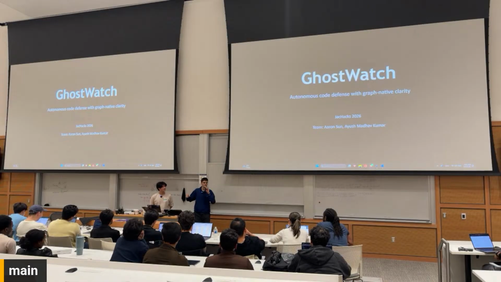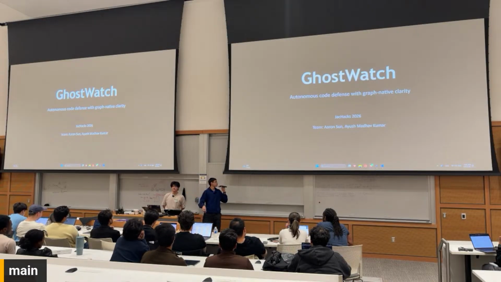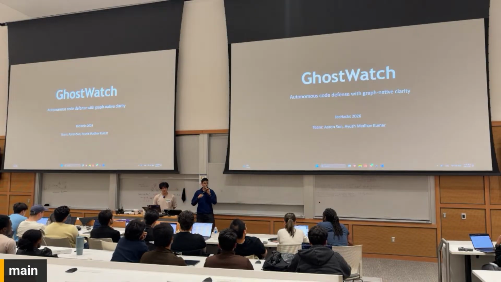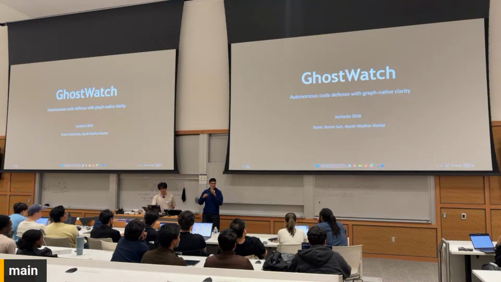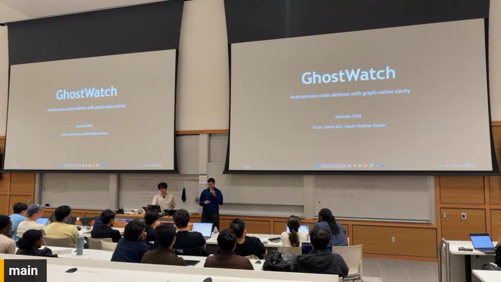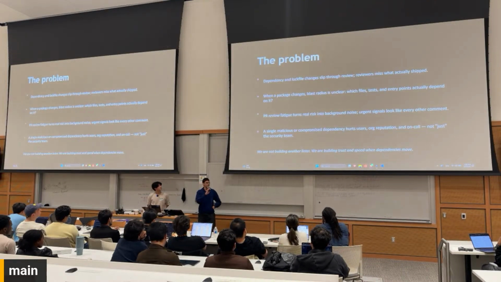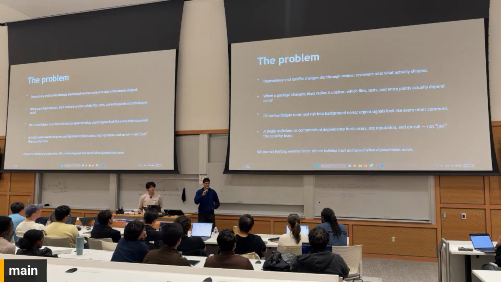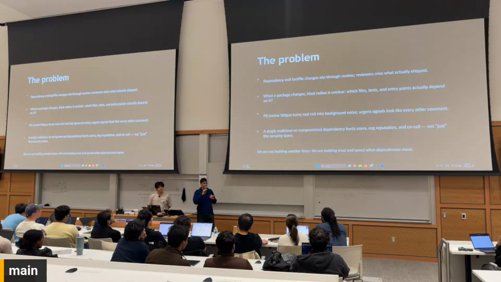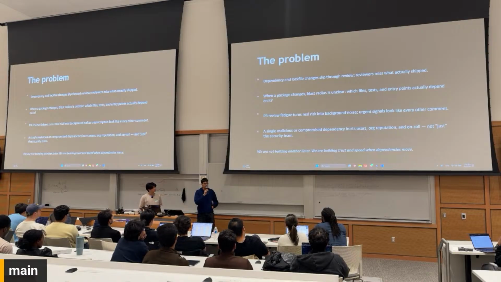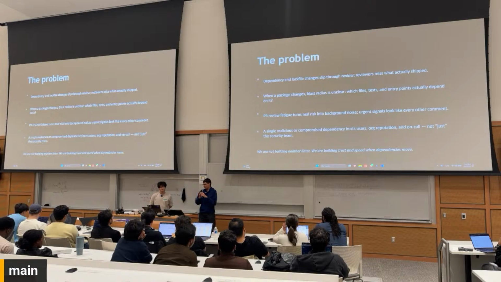Okay. Hi guys, I'm Ayush and this is my friend Aaron and we're here to present Ghostwatch. We're an autonomous code defense structure with graph native clarity for your open source repository. So a little bit about myself. I've been contributing to open source for about 3 years now, and some of my main contributions have been to Django, PyTorch, and React. And currently, I'm working at a YC company, open source contributing to the ML compute systems.